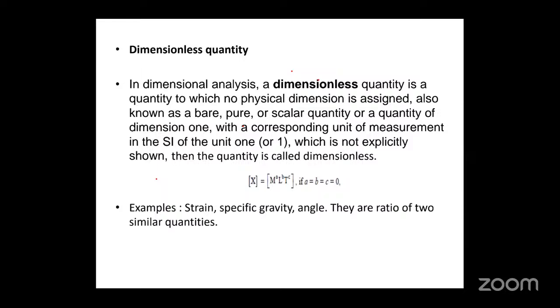So dimensionless quantity simply means that such quantities do not have dimensions. In dimensional analysis, a dimensionless quantity is a quantity to which no physical dimension is assigned. Examples are strain, specific gravity, and angles.